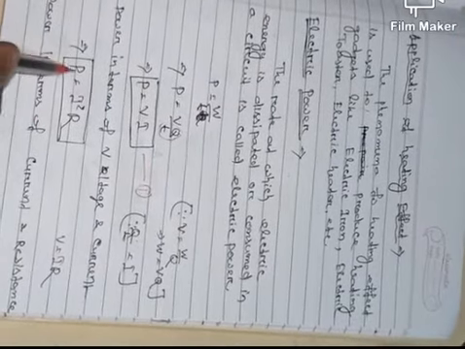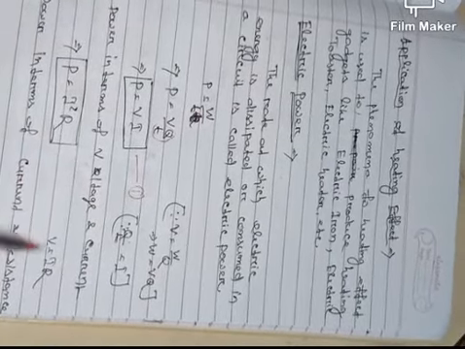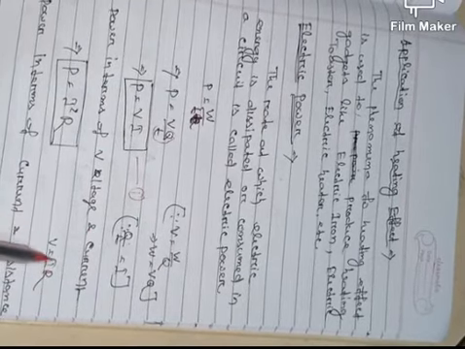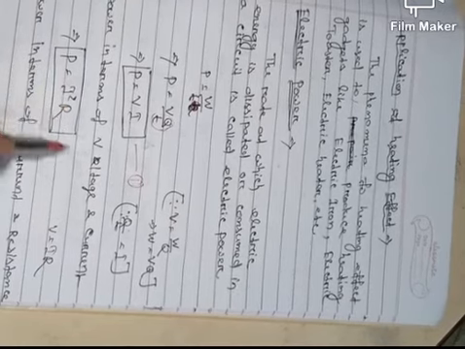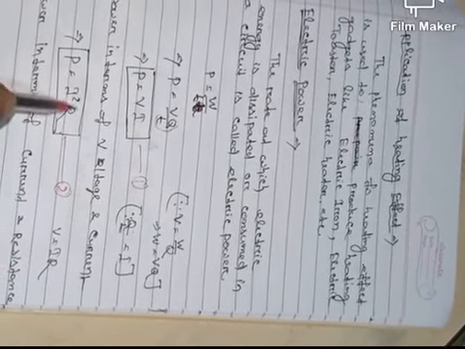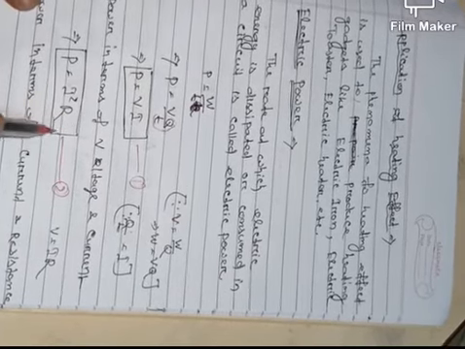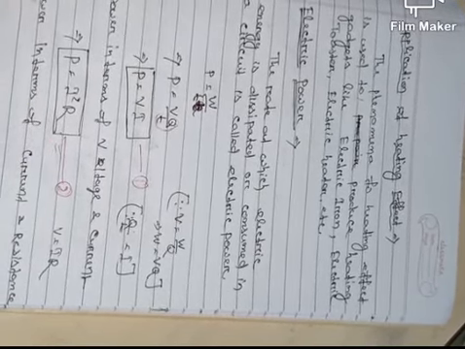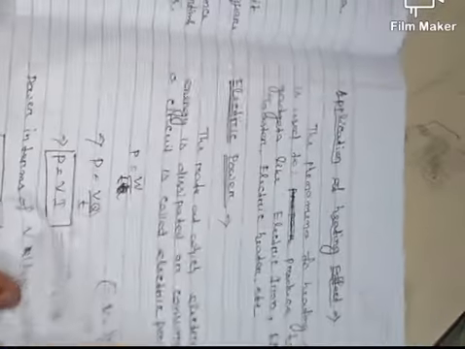So now, as we know, V is equal to IR. Replacing V by IR, we will get P is equal to I square R. So this is the second equation for power. If current and resistance are given and it is asking for power, then you can use this formula. That is called power in terms of current and resistance.